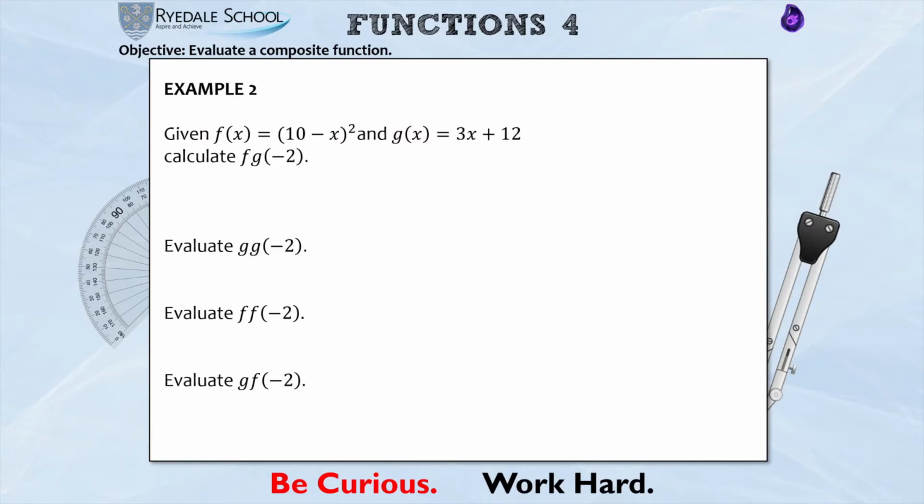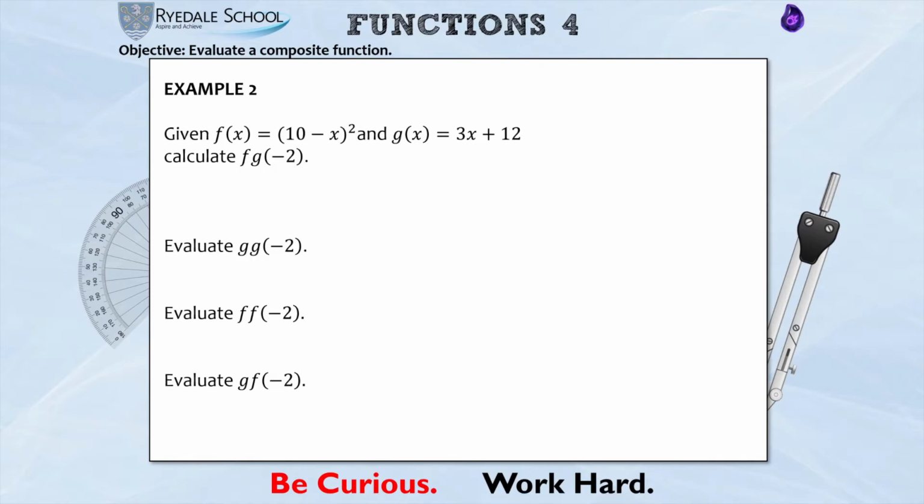So I've got two functions. I'm sticking with f's and g's, but you might see different letters today. You've also seen perhaps we sometimes use the letter h. These are very typical letters we use for functions. I've got f of x is (10 take away x) all squared, and g of x is 3x plus 12.